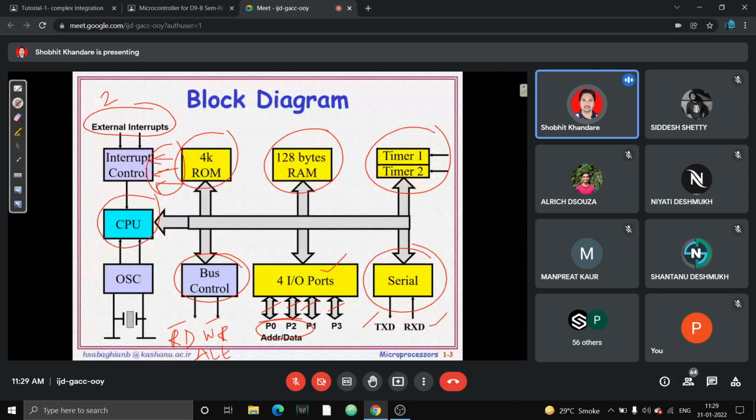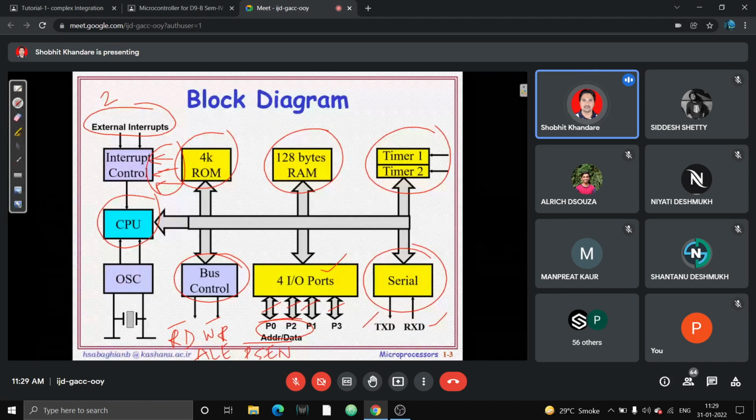I have told you that ALE and the other pin I will explain afterwards. So ALE and PSEN. ALE is active high, PSEN is active low, so there should be a bar. RD is active low, so there is RD bar. WR is active low, so you have a WR bar. Similarly, you have PSEN bar. So these are the 4 control pins or control signals.